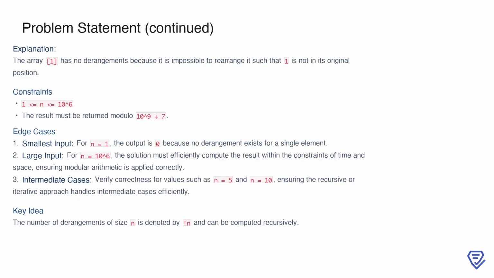When n equals 1, the array 1 contains only a single element. It is impossible to rearrange this array such that the element 1 is not in its original position because there are no other positions available. As a result, there are no valid derangements, and the output is 0. This serves as the base case for our problem, where the smallest input size has no derangements by definition.